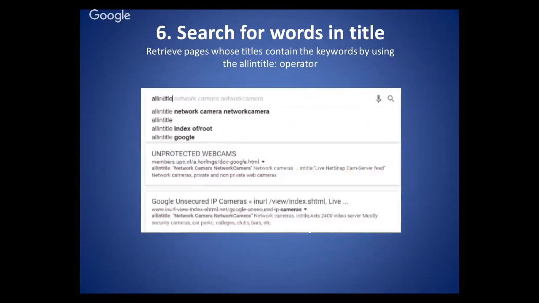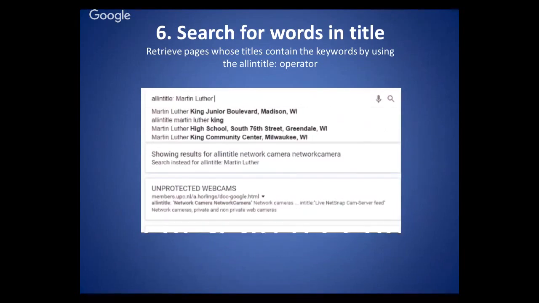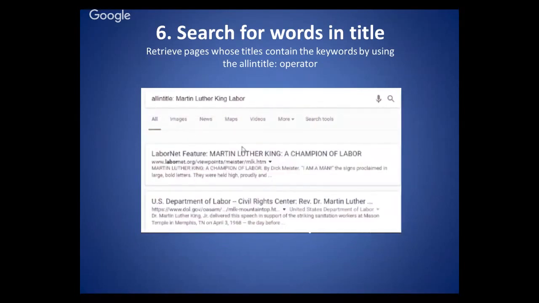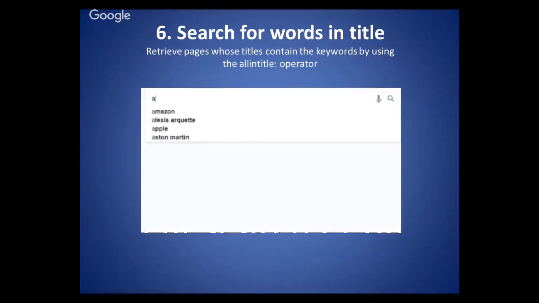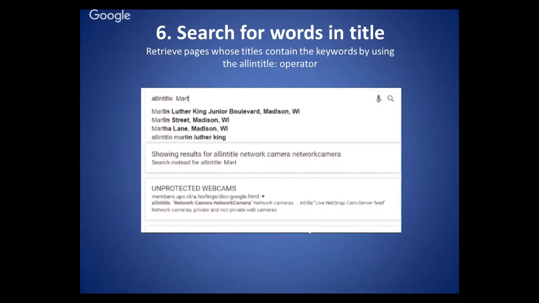Just like the last one, this is all in title. So this will definitely narrow down a search. If I'm looking for something that's more popular, like Martin Luther King, but I want to throw in something that's maybe not as popular, like labor, it will draw up only sites that have in their title Martin Luther King and labor. It also makes it pretty trustworthy as well.